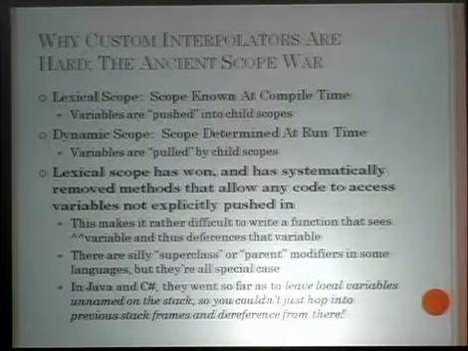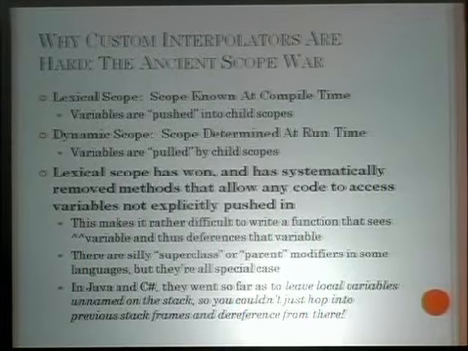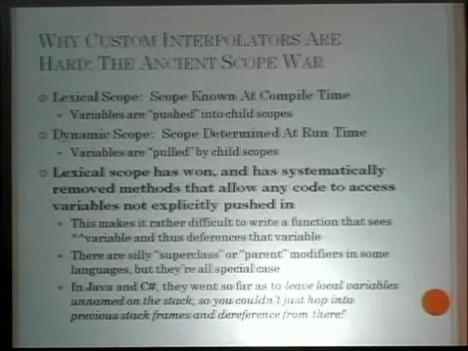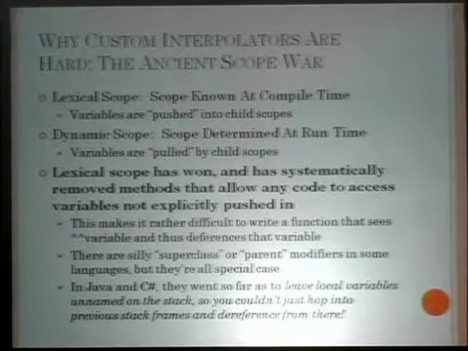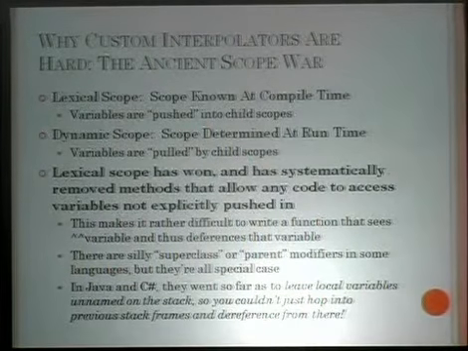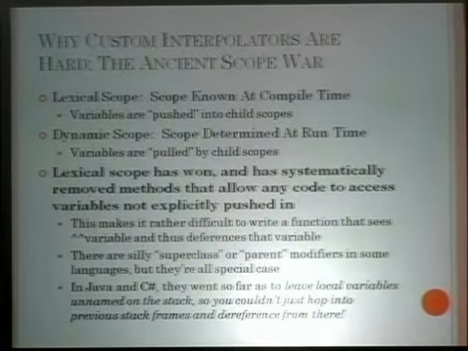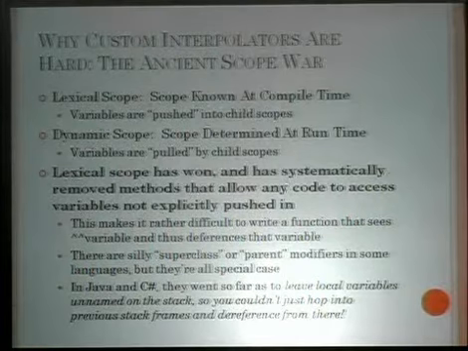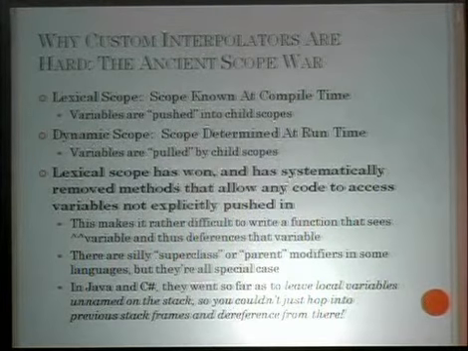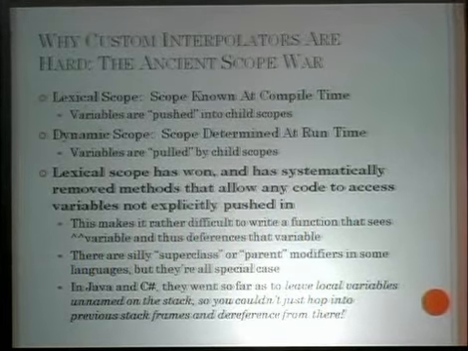In lexical scope, when a function is compiled, it knows all the possible variables that it is going to need to have access to. Everything that it needs to know has been pushed into it, either as arguments, or as a global, or as whatever. But everything is explicitly known.